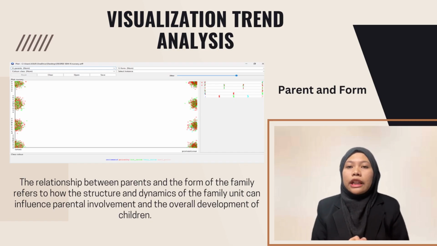Next, I will present about visualization of trend analysis. For parents and form, according to the findings, students' responses to their parents and family structure influence their decision to join nursery school. When parents are actively involved and the family structure is more complete, the class recommendation tends to have a beneficial influence, presumably indicating a more favorable educational environment for the child.